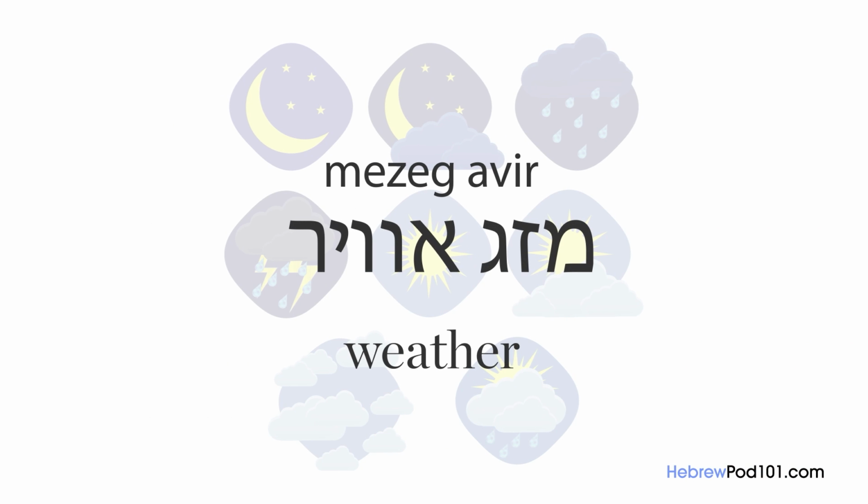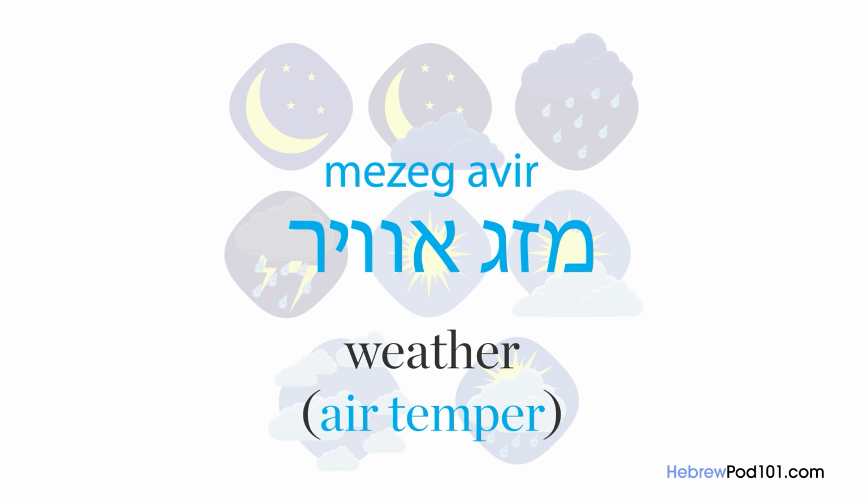Some compounds combine two nouns to create a completely different noun. For example, the word weather in Hebrew is the compound mezeg avir. The word mezeg means temper and avir means air. So literally, this compound means air temper.